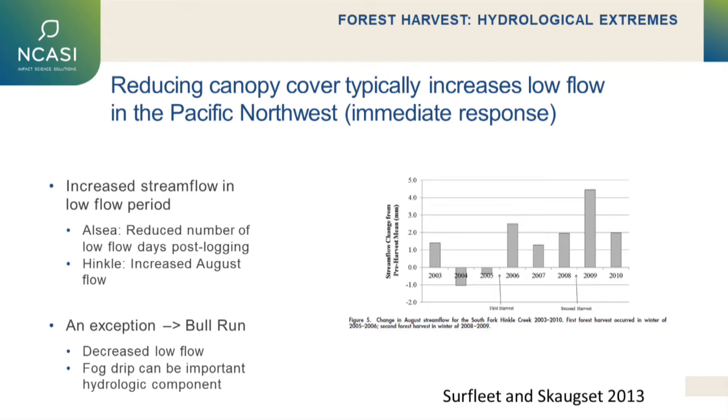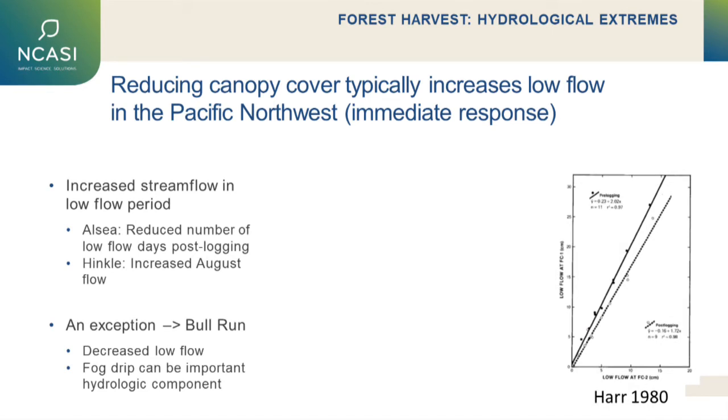In the original ALC watershed study, they did find a reduced number of low flow days that occurred immediately post-logging. And then also more recently, following the contemporary paired watershed study at Hinkle Creek, Surfley and Skogset have observed an increase in mean August flow following those two harvest periods. So those little arrows are representing two separate harvest events that occurred. And you can see the year immediately following those events, there was an increase in those low flow metrics.